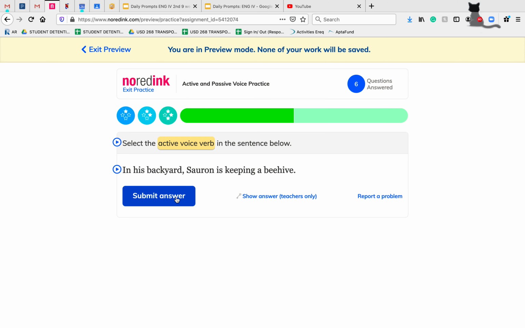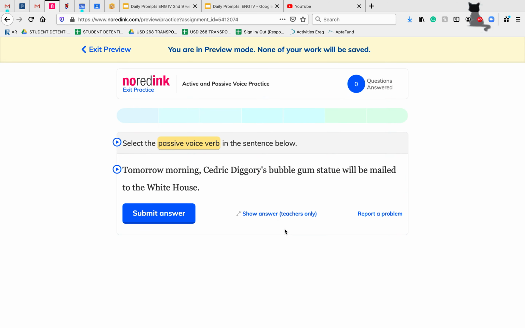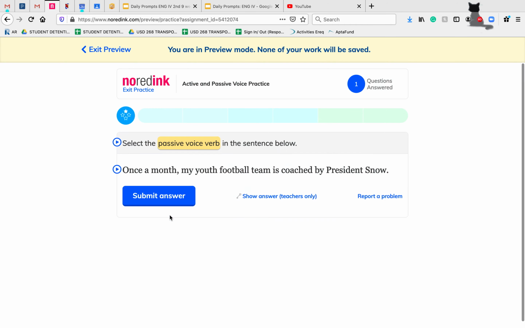Now, the passive voice sentences that we're going to get to next, you can see how the sentences become a little bit more wordy. So here I have, tomorrow morning Cedric Diggory's bubblegum statue will be mailed to the White House. Now, the subject of our sentence here is Cedric Diggory's bubblegum statue. This is the subject of the sentence. Our verb is will be mailed, so we have the helping verbs, will and be, to the White House. Now, it's important to realize that this is passive voice because the statue cannot do the mailing. It can't go and ship itself at the post office.